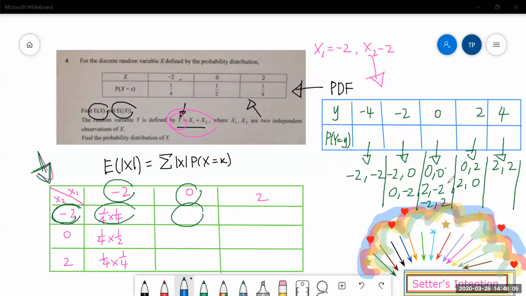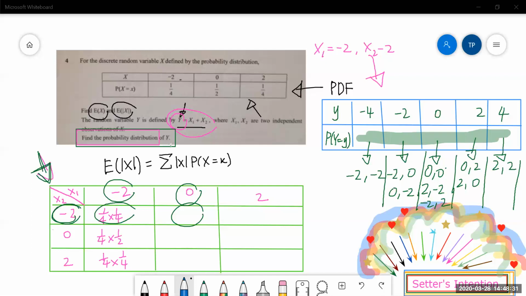Then what now? So once you find all this probability inside here, then you're done. That's the answer. That is what they want you to find. Can you see?